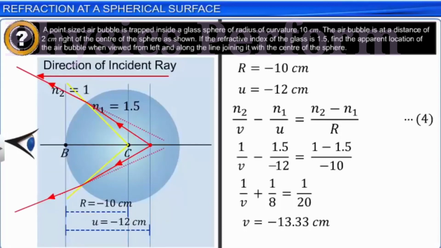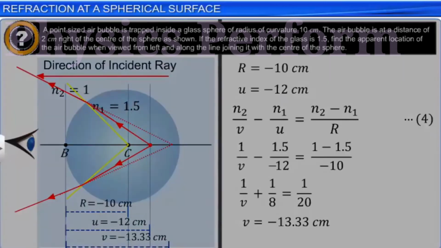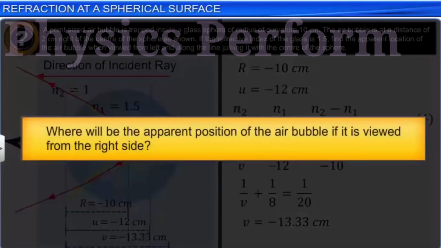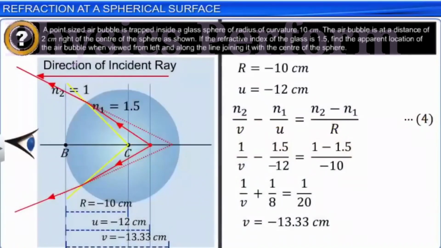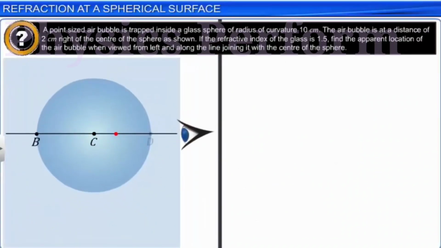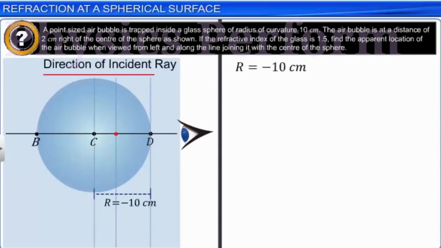Now let us find out the apparent position of the air bubble if it is viewed from the right side. If D is the intersecting point of the spherical surface with the principal axis towards the air bubble, all measurements are made from this point. R is equal to minus 10 cm and U is equal to minus 8 cm. Substituting these values in equation 4 and on further simplification, we get V is equal to minus 7.28 cm. The corresponding ray diagram is as shown.